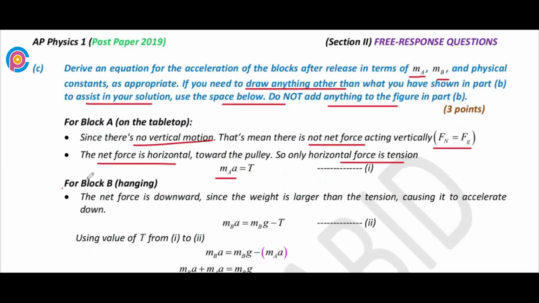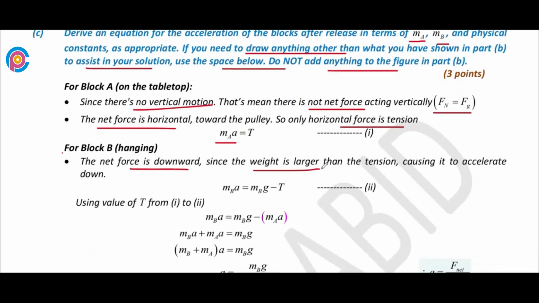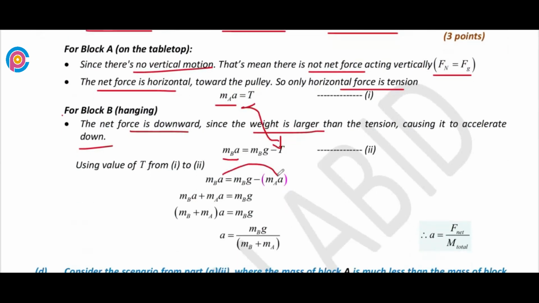For block B, there is a net force downward because the weight is larger than the tension, causing it to accelerate downward. So mB a is the net force acting on B: m_B g minus T. We have the value of T from before, so we can substitute it: mB a is equal to mB g minus mA a. Both terms have a common a. We can move the negative term over to become positive, and take the common a. The value of a is equal to mB g divided by mB plus mA.